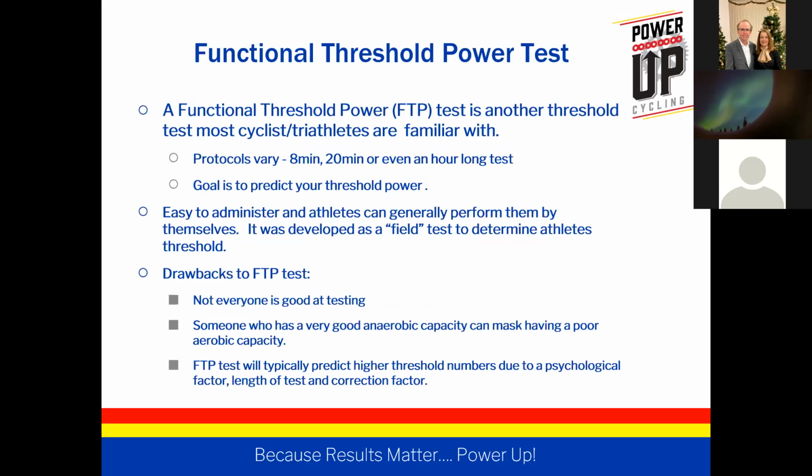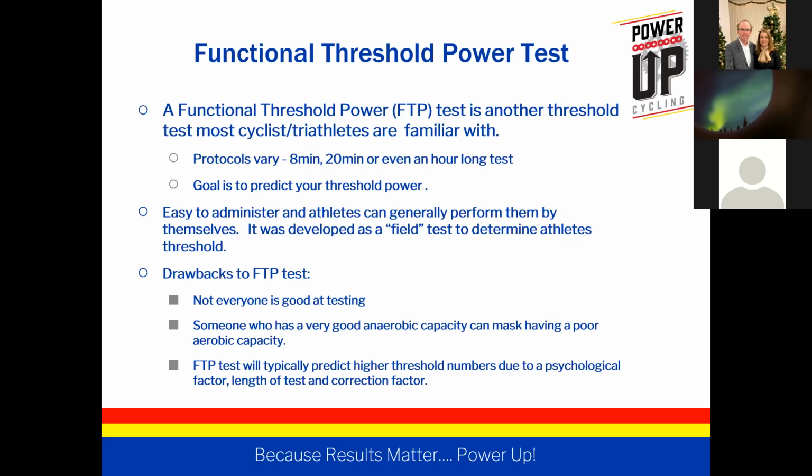And then to compare that to the functional threshold power test, FTP tests are another exercise test that most cyclists and triathletes are familiar with. These could be anywhere from an 8-minute, I think it's generally 2 by 8 minute, you have a 20-minute FTP, or you can even just go all out and do an hour FTP. The 8-minute and 20 minutes are going to be an estimate of that 1 hour. And the goal of this is just to predict your threshold power so we can create training zones.